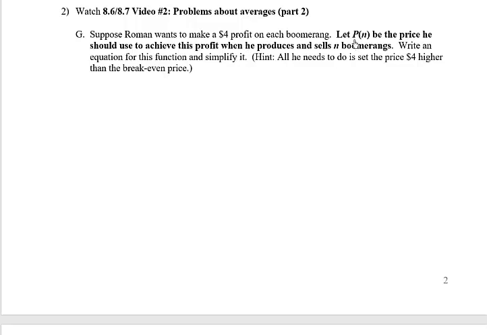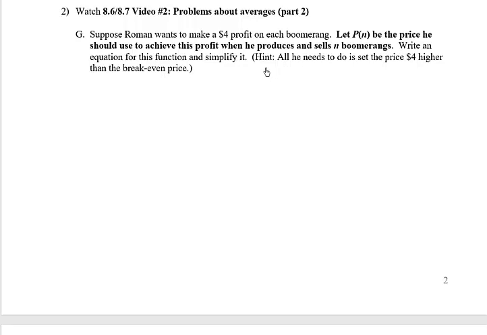Well, here's our third and final function of this problem. We've got P of n now. P of n, P stands for the price he should use. In other words, the price tag. What's he going to write on the price tag in the stores? P is the price tag he should use to get that profit he wants when he produces and sells n boomerangs. So n still stands for how many boomerangs. P is the price tag he needs to use to get his profit. We are making the assumption here that he is going to sell out, that he's going to sell as many as he produces. Okay, once again, we're being asked to write an equation for this function.